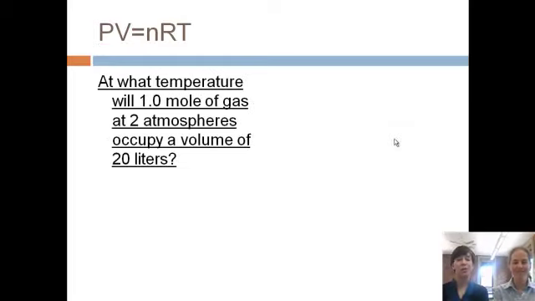Here's one more practice problem. It's the last one, so write this one down. At what temperature will 1 mole of gas at 2 atmospheres occupy a volume of 20 liters? This problem is a little bit different from the last one. Instead of calculating volume, they're asking us at what temperature. Nothing's changing here. Everything's staying the same.